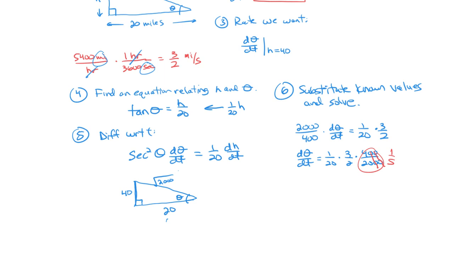So we really are going to get d theta dt equals 3 over 200. Or if you prefer, 0.015. And then the units are going to be radians per second because it's a unit of theta, which is radians, and time, which is in seconds.